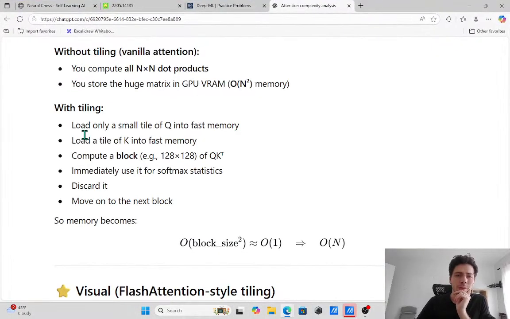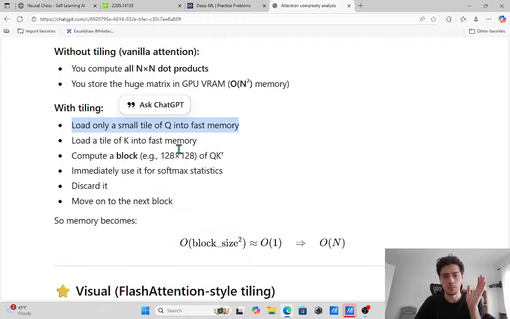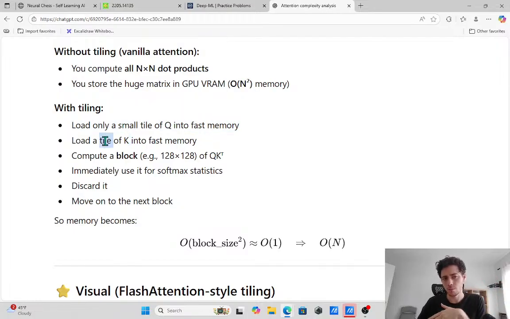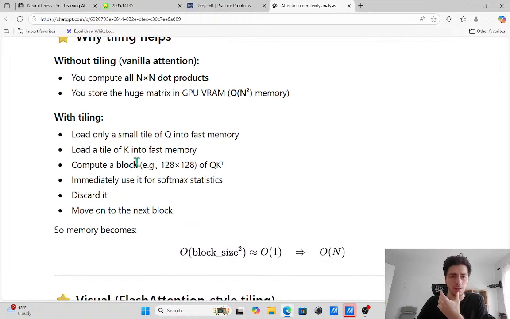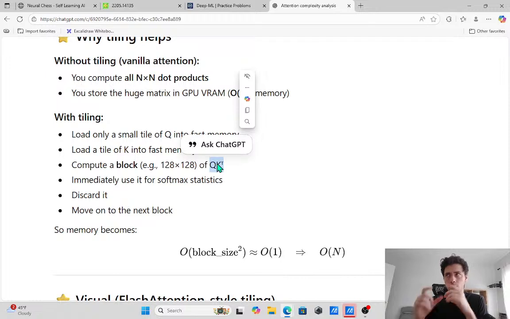I'm a little confused. Load a small tile of Q into fast memory. Load the tile K into fast memory. When they say a small tile of Q into fast memory, does that mean a small value of the Q, but the full tile of K? Load a tile of K. I think it's the same thing. Okay, yeah, it has to be. Compute the block, so we get this value for that subset.